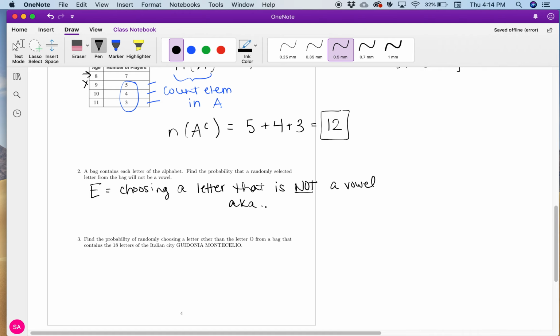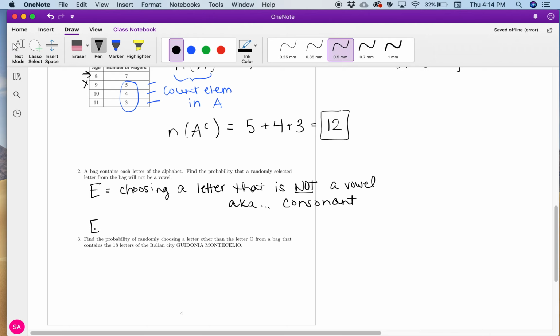AKA, what does that mean? We want to choose a consonant. All right. So the event we're concerned with is choosing a consonant out of that bag of letters. So we could definitely figure out this probability by counting out the number of consonants in our alphabet and then dividing that by the total number of letters in our alphabet. But we can make our lives just a little bit easier by using this idea of complements.